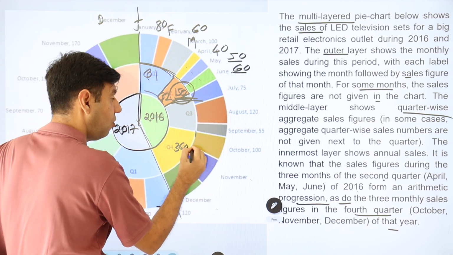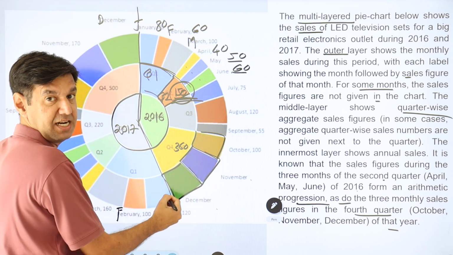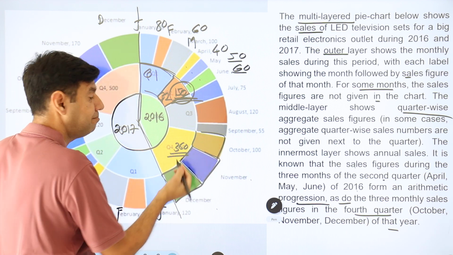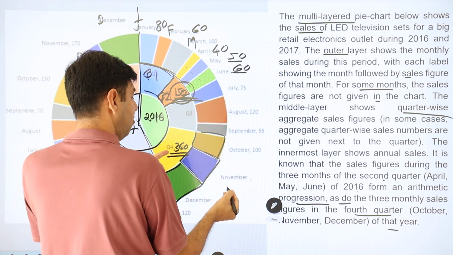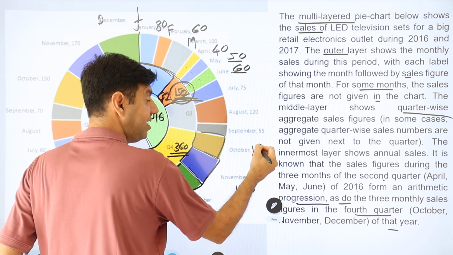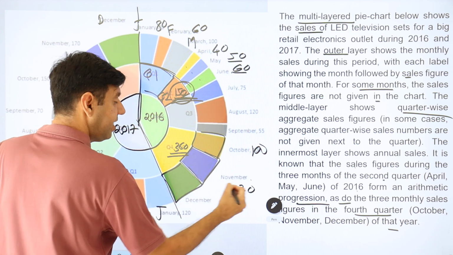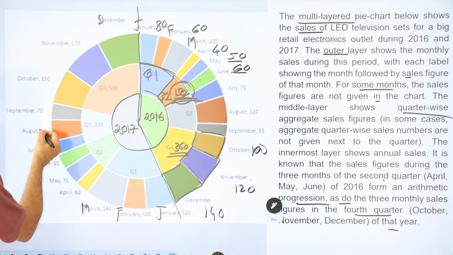The same way, the smallest sector, a little larger, and the largest. They are in an AP, the difference is the same, the sum is known, sum divided by 3. The average is the middle term of the AP. So November will be 120, this is 100 given, common difference is 20, so this will be 140, the sum is this, and the rest all the numbers we know.